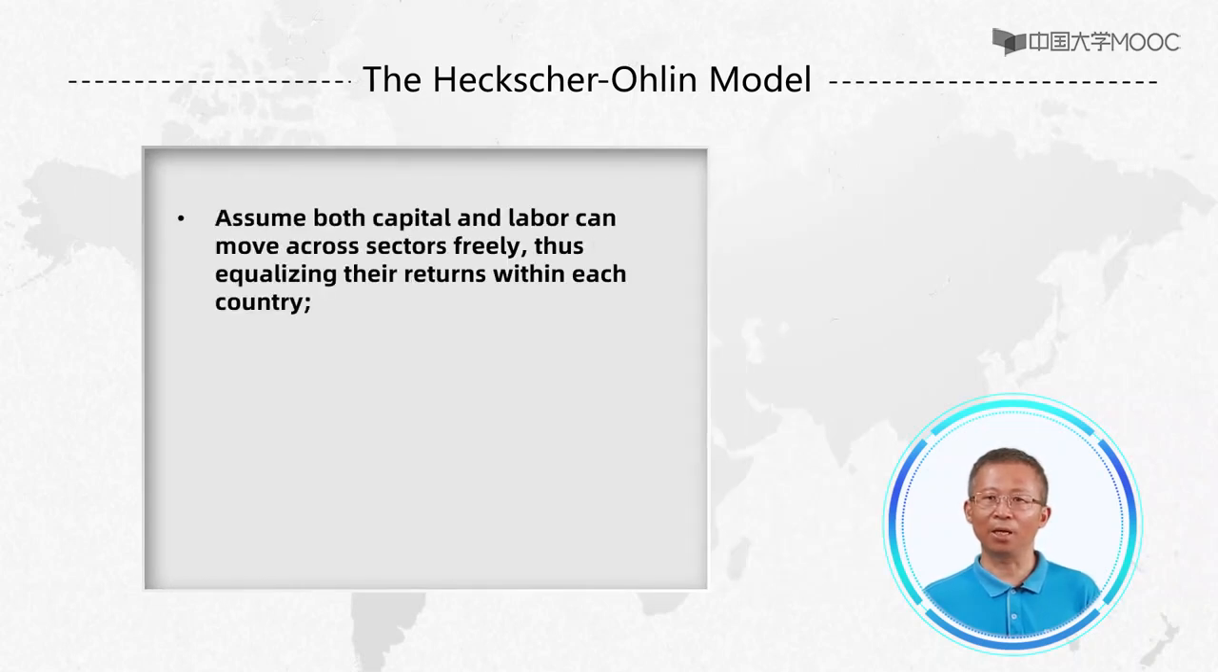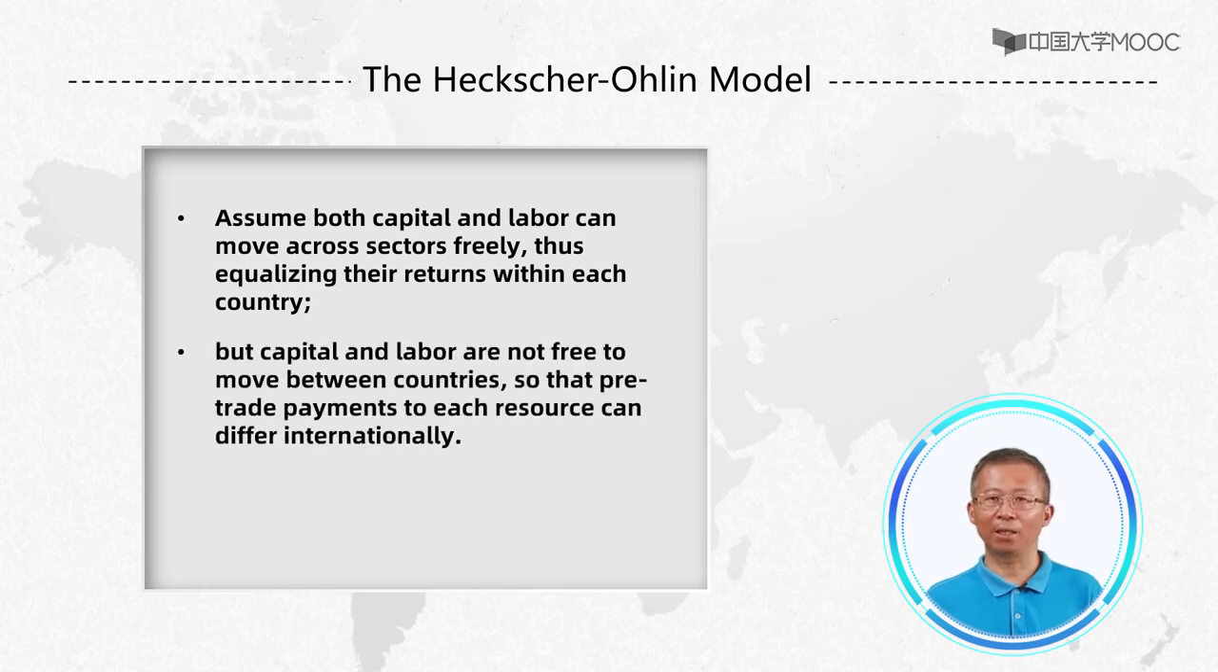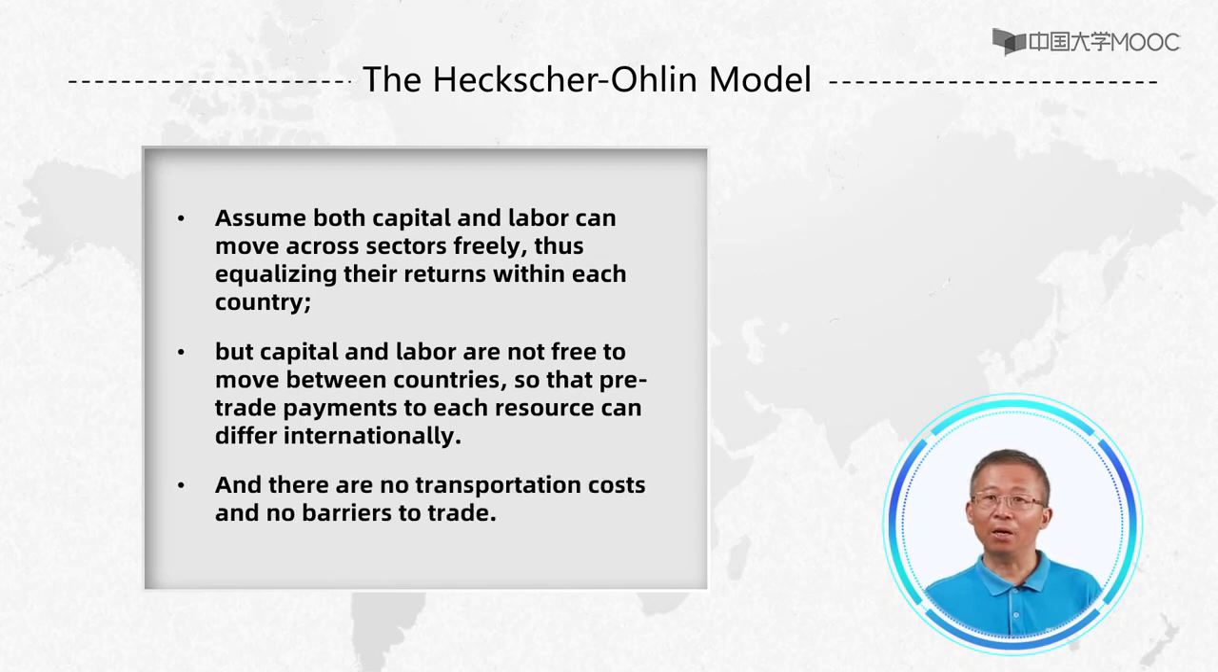Assume both capital and labor can move across sectors freely, thus equalizing the returns within each country. But capital and labor are not free to move between countries, so that pre-trade payments to each resource can differ internationally, and there are no transportation costs and no barriers to trade.